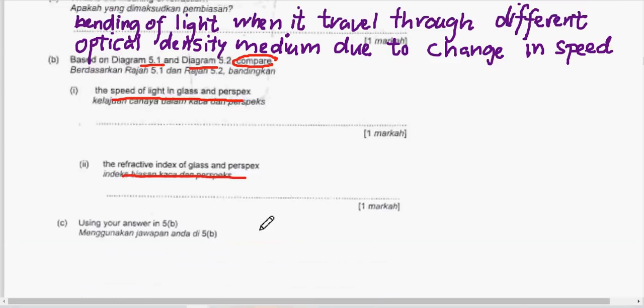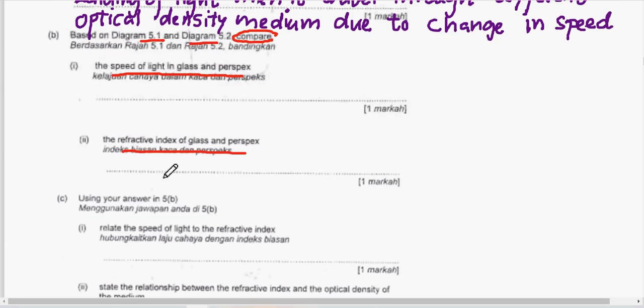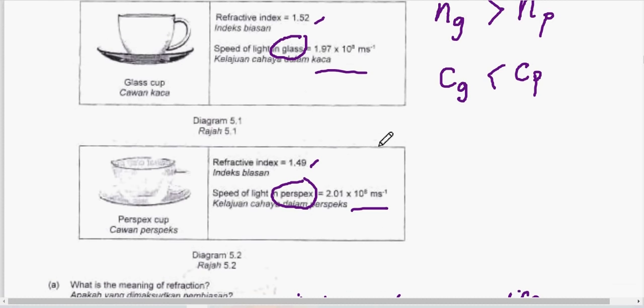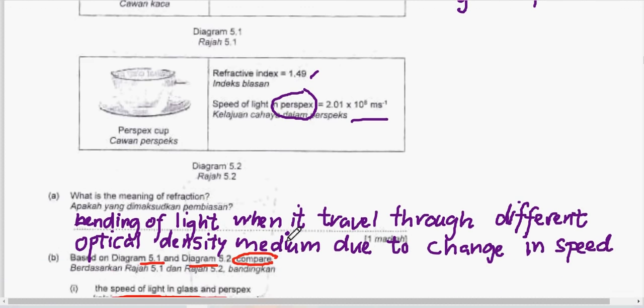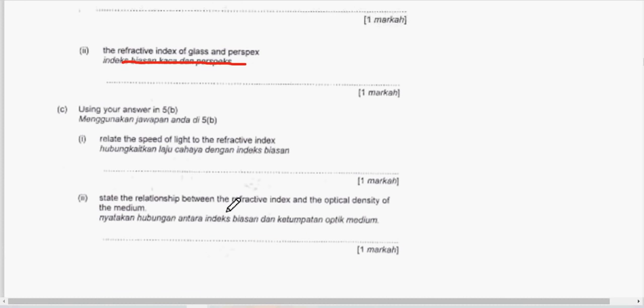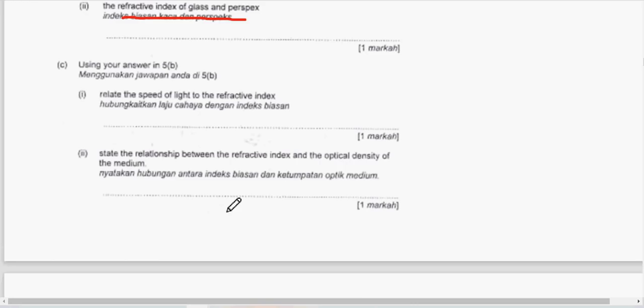Then compare the refractive index. In this case the refractive index for glass is more compared to the perspex. Next one, so using your answer, relate the speed of light to the refractive index. Then after that, relate refractive index and the optical density of the medium.